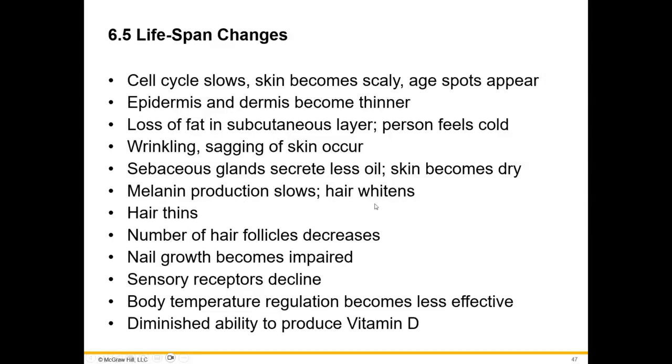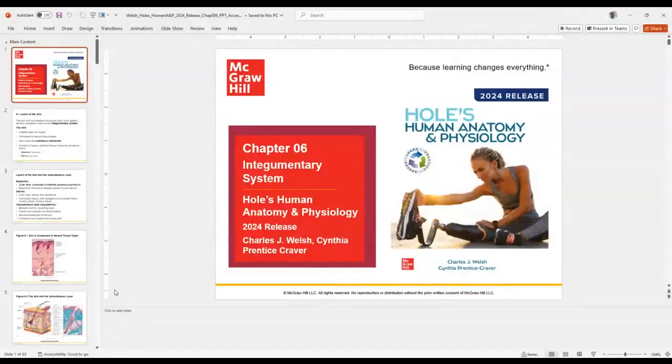Also, people tend to be paler. The melanin production slows down. The hair whitens. The hair thins. The number of hair follicles decreases. The nail growth becomes impaired. Sensory receptors decline, and body temperature regulation becomes a lot less effective. And finally, we have diminished ability to produce vitamin D. So these individuals may have a harder time processing calcium in the end as they get older.